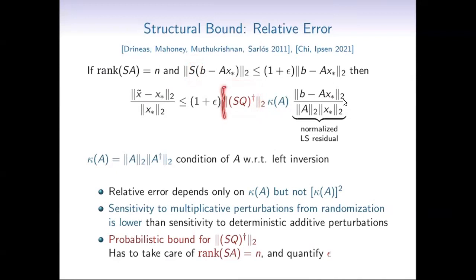We will get a probabilistic bound for this. And this bound has to also take care of this epsilon, because we don't know in advance how far the sampled residual is from the true residual. And we also have to take care of the fact that the sampled matrix should have full column rank. So this is all the responsibility of this probabilistic bound.